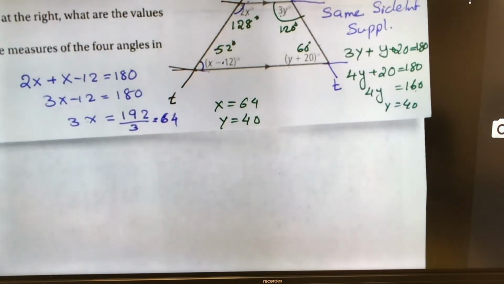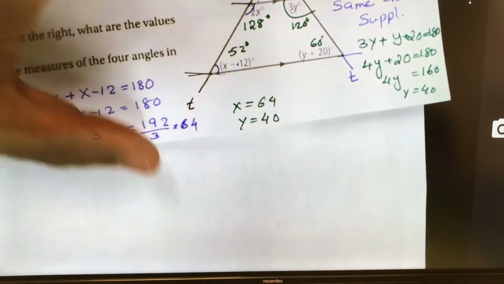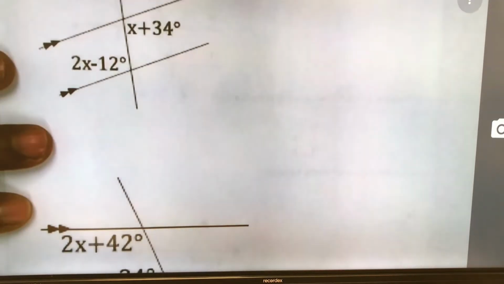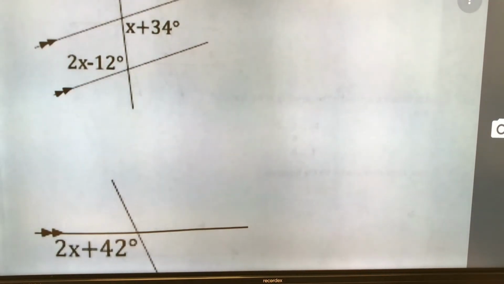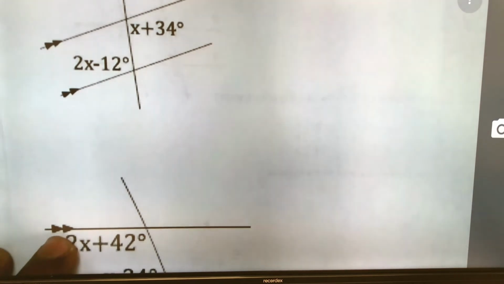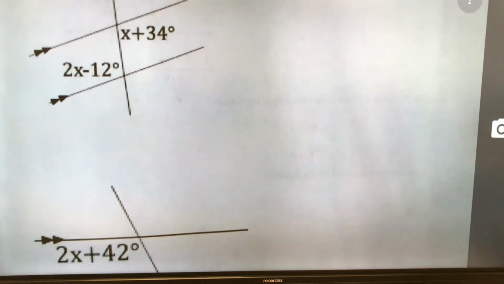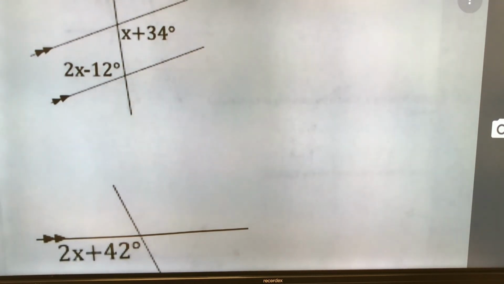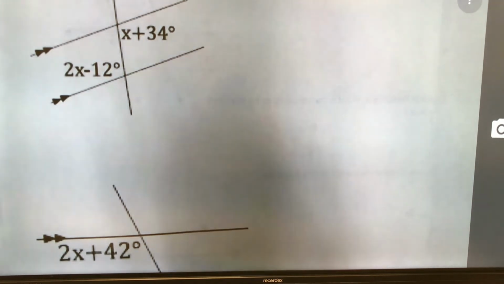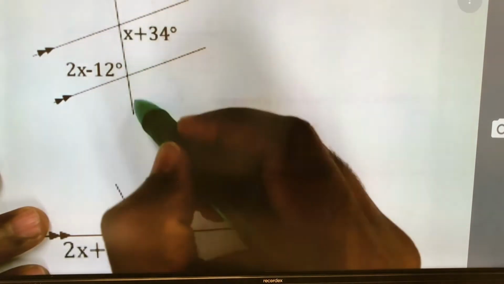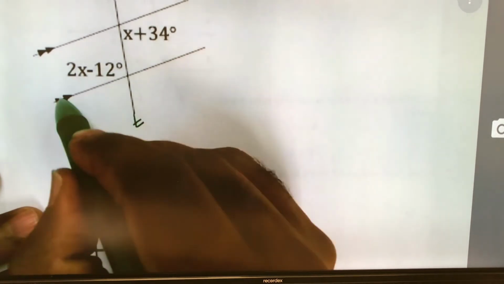So I hope you understand how to do this problem. So let me give you another question. When you do this type of problem, first you need to identify which line is the transversal line and which are the parallel lines and what type of angle pairs they are, and apply the property of those angle pairs. So when you look at this question, this is the transversal line and these two lines are the parallel.